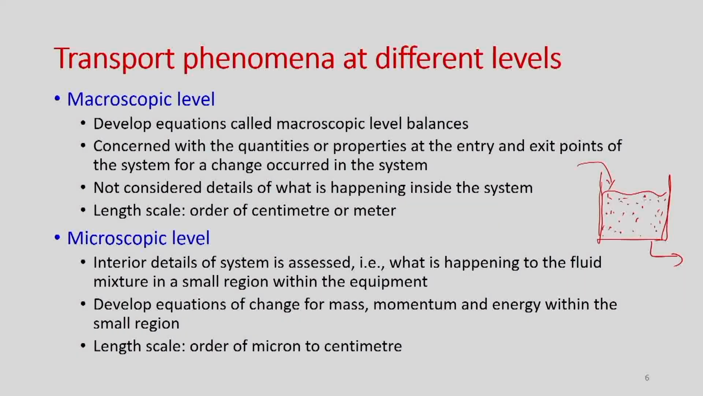If it is heat transfer, similarly, how heat transfer varies from one location to another, or how the temperature distribution varies from one location to the other. Similarly for reaction, how good is the reaction at one location, how good is it at the other location, is it uniform everywhere. Those details we can get from the microscopic level. So, in general we develop equations of change for mass, momentum and energy within a small region, and the length scale is of the order of microns to centimeters.